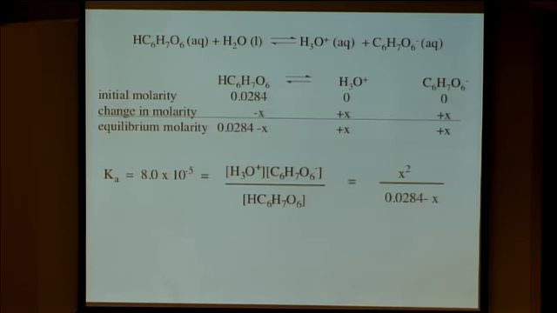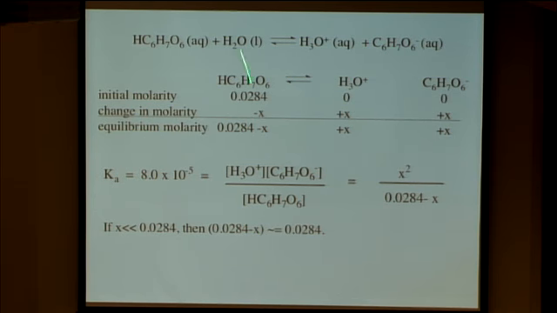So I'm going to want to use Ka next. The Ka value is here, 8.0 times 10 to the minus 5. We have products over reactant here, and we have x squared over 0.0284 minus x. Now you can make an assumption when you're working on these problems and check it later.